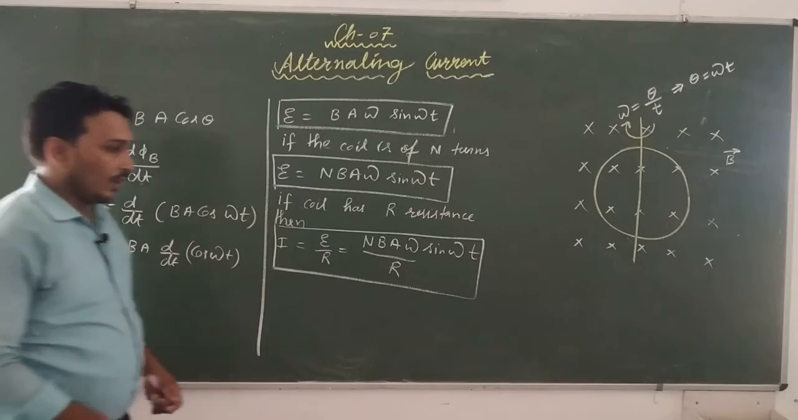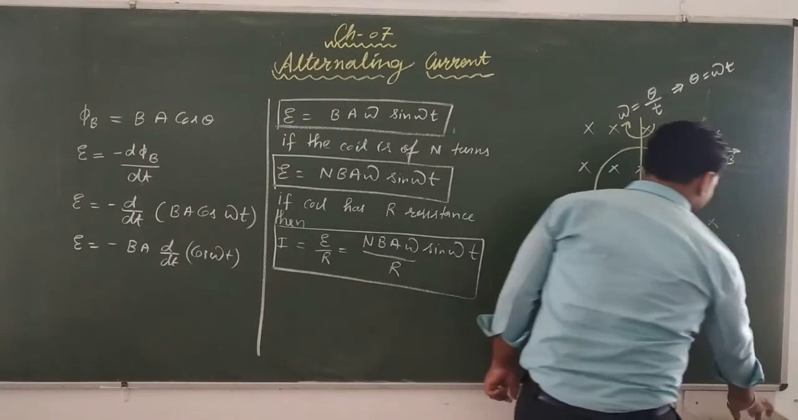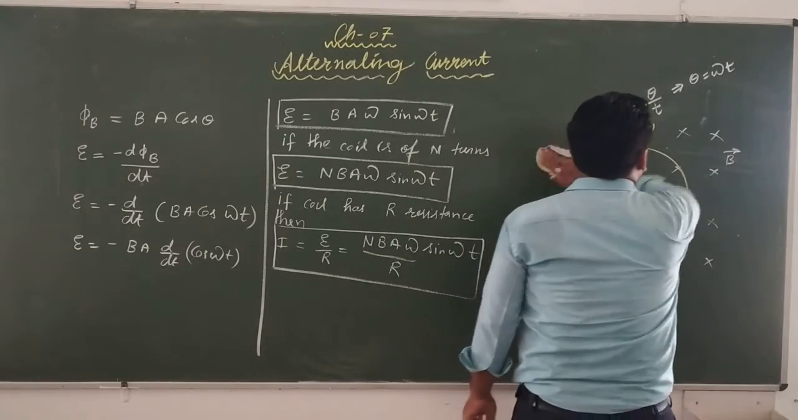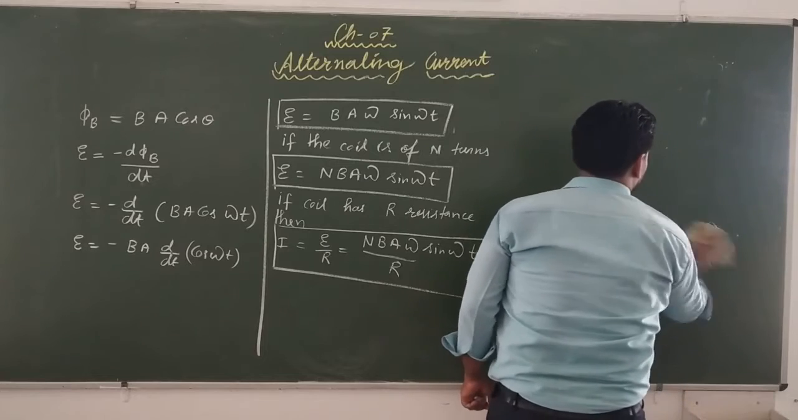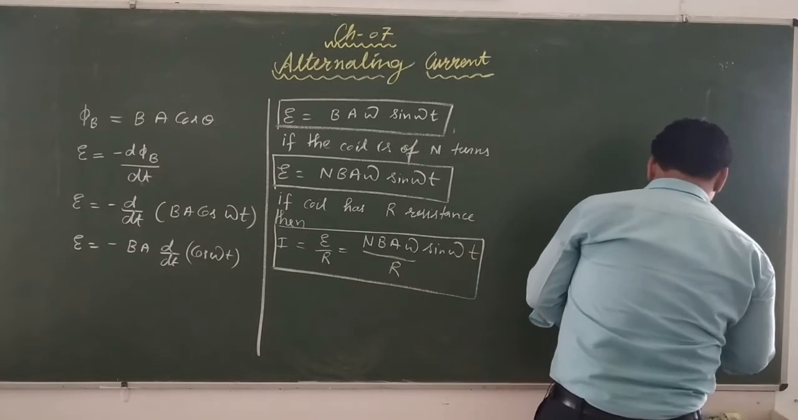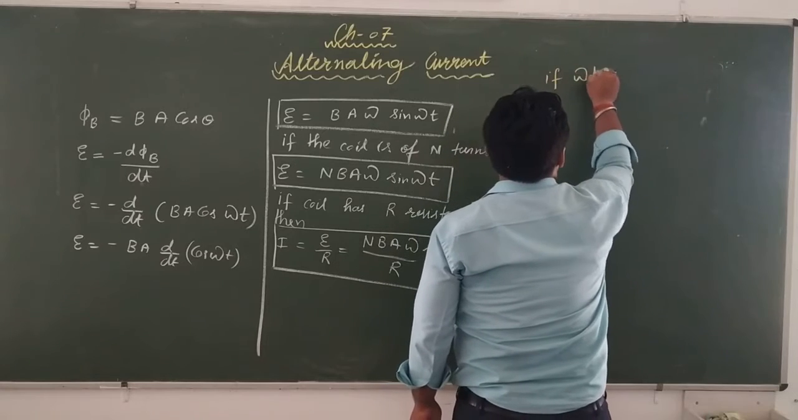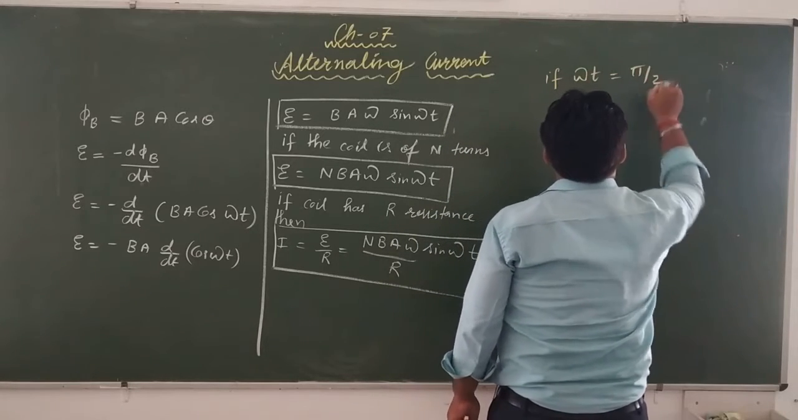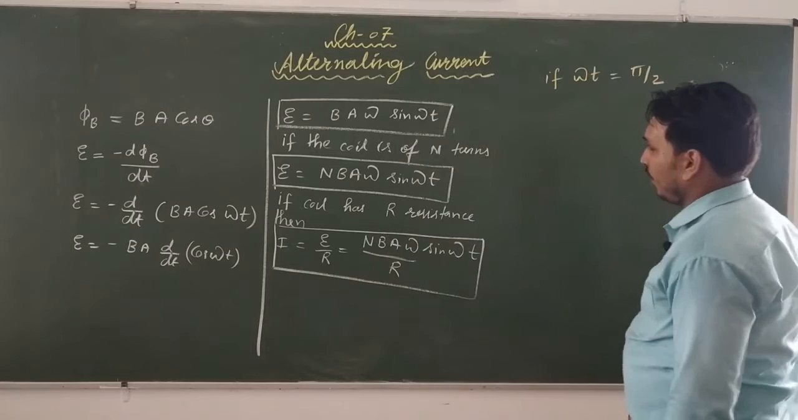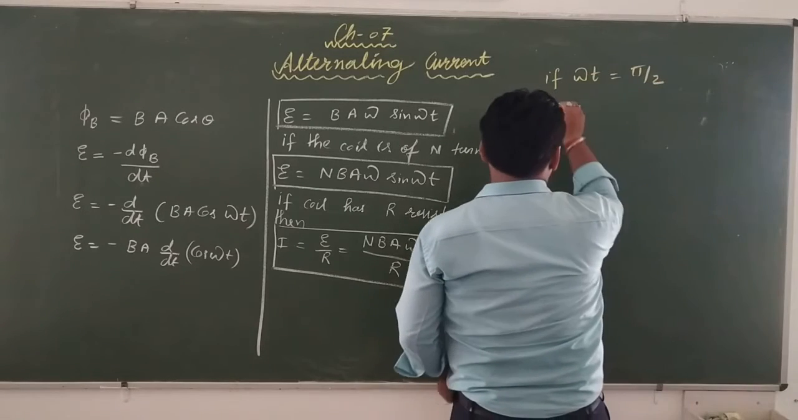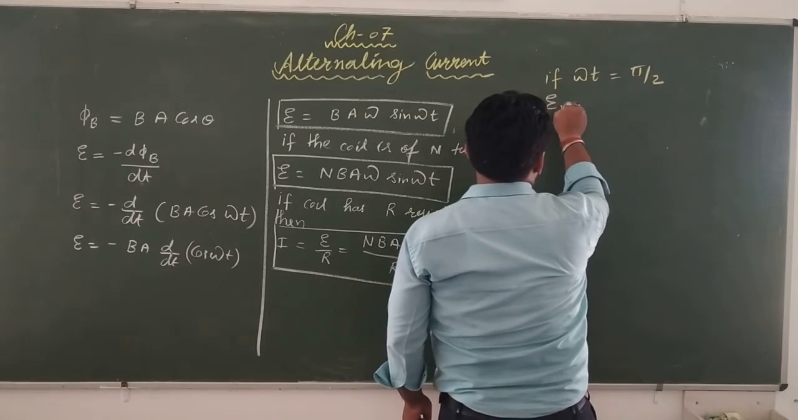Now let me remove the diagram because there are some important things. Now suppose omega t is equal to pi by 2, then in that case we are going to have E maximum.